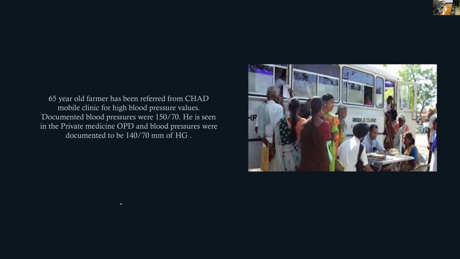Coming to the case scenario. There's a 65-year-old farmer who is referred for a high blood pressure value from an outside clinic. The documented blood pressure is 150/70. He is subsequently seen in the private medicine OPD, and there his blood pressure is documented as 140/70. So we wonder which blood pressure value we can rely on. Is there an effect of outdoor versus indoor, and public versus private settings?